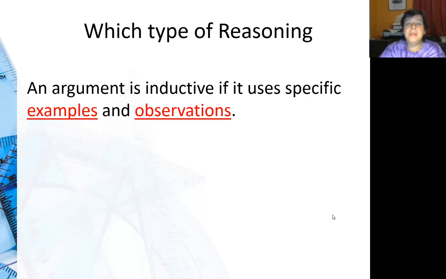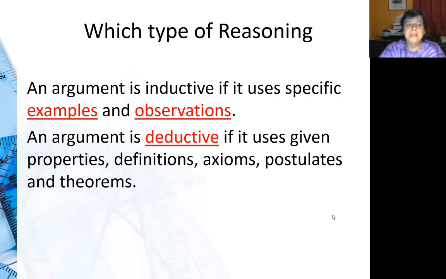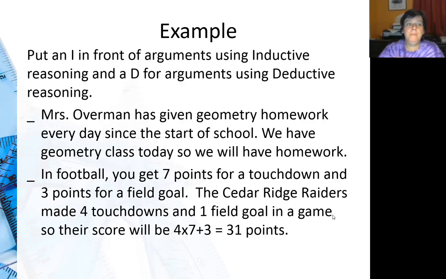So an argument is inductive if it uses specific examples and observations. It is deductive if it uses properties, definitions, axioms, postulates, and theorems. And a property could just be true for that given problem. So we're going to put an I in front of the arguments that are inductive and a D for arguments that are deductive.